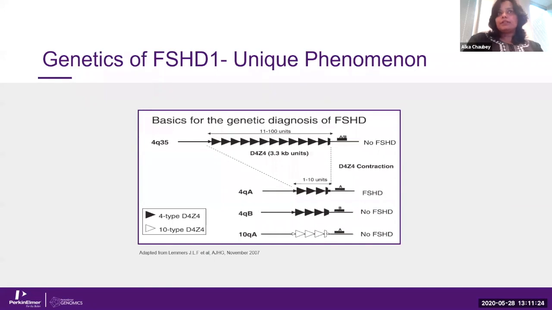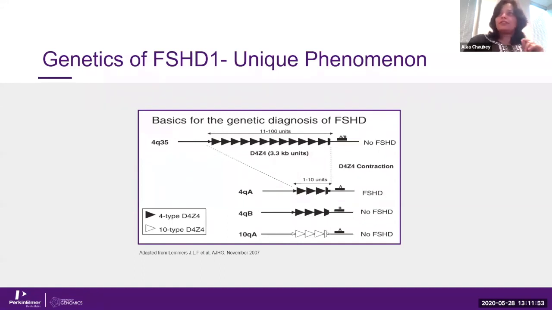repeat cluster, D4Z4. It is a 3.3 kb unit repeat sequence, which is called a repeat array, present here. In a normal individual, there are 11 to 100 units of these repeats on chromosome 4. If you have the normal range, then you will not have FSHD.